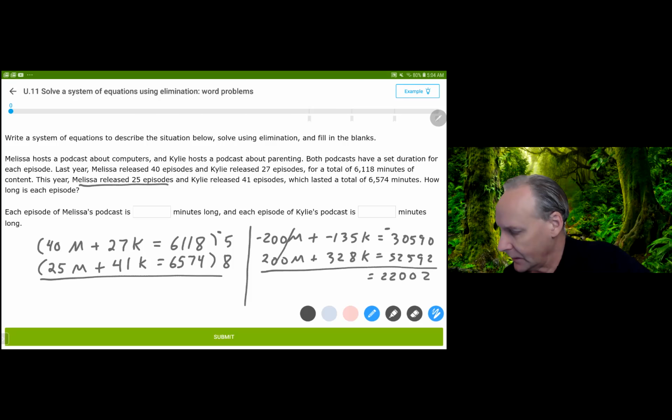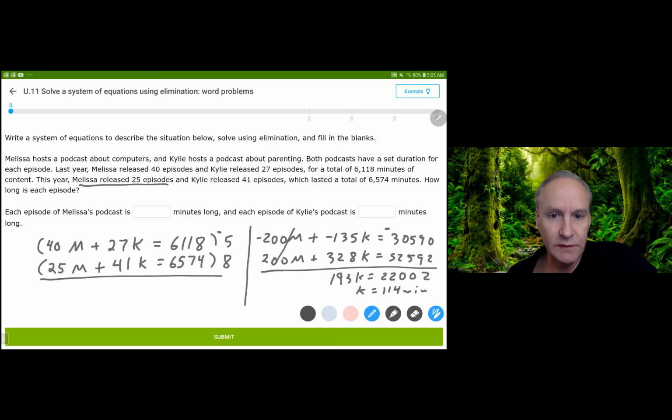And if I take off the 135 from here, I am really lazy today. I'm not going to do it in my head. Oh, that's 193, of course. 193k. And we're going to do our division. And we get exactly 114 for Kylie. That is 114 minutes, isn't it, for her episode?